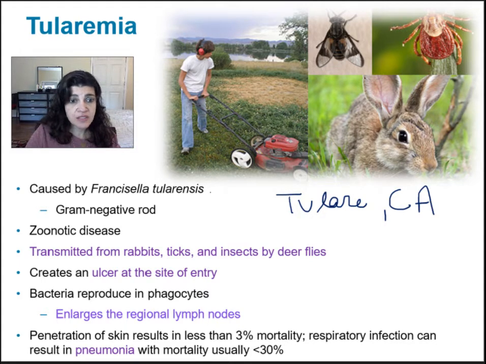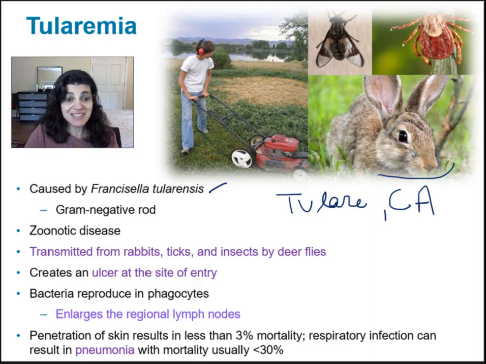And the name of the bacterium is Francisella tularensis. Okay, so that's a gram-negative bacterium. And this is a zoonotic disease. Look at this little rabbit here. So this is what happens. It can be caused by an animal, or it can be caused by inhalation of the bacterium in dust. Okay, so this is what usually happens.